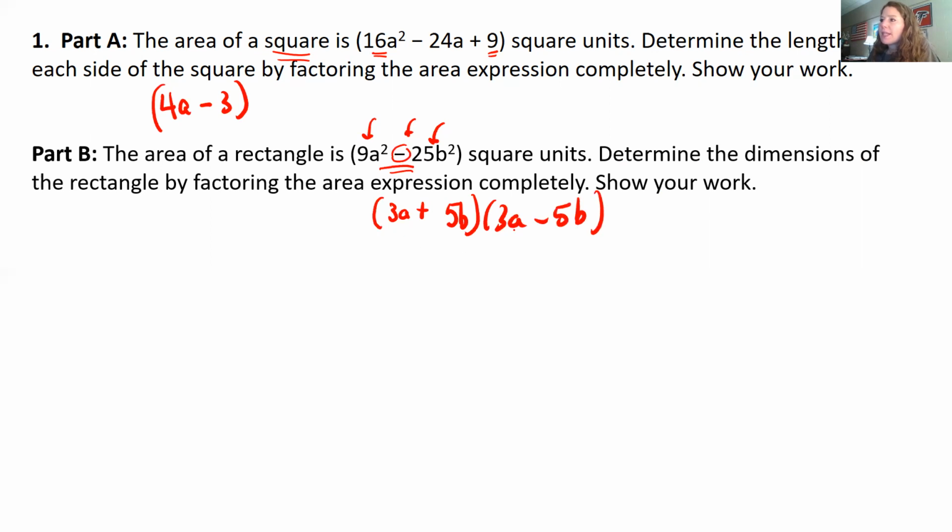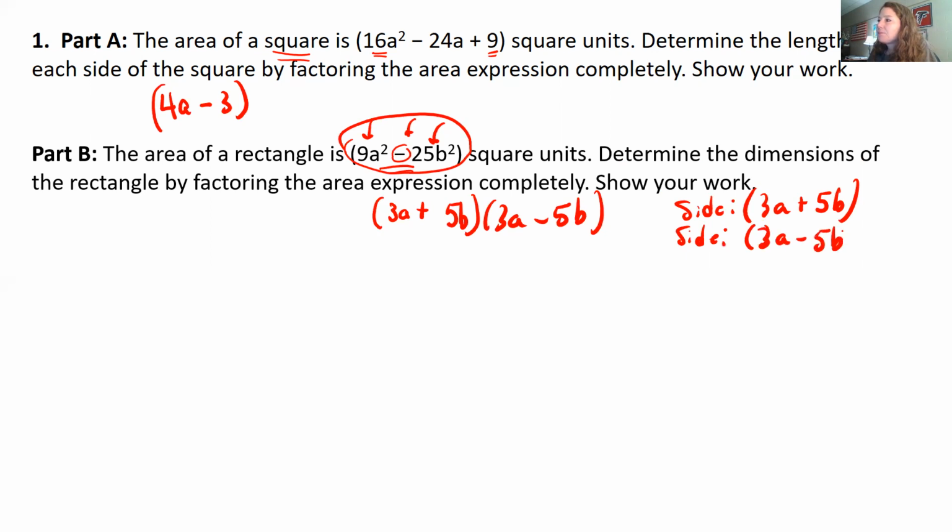So if I FOIL this, I would get this expression right here. And that answer looks good because, like I said, rectangle side lengths do not have to match exactly. So we would say that side one or side two, it doesn't matter, one of the side dimensions is 3a plus 5b, and the other one is 3a minus 5b. And I think we're good. I like it.